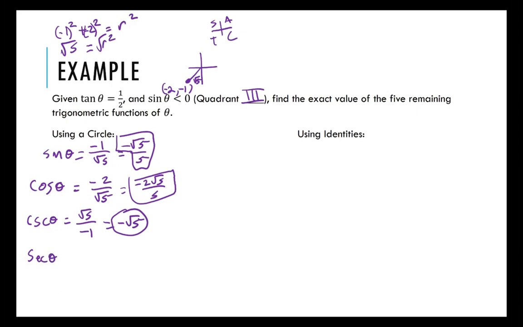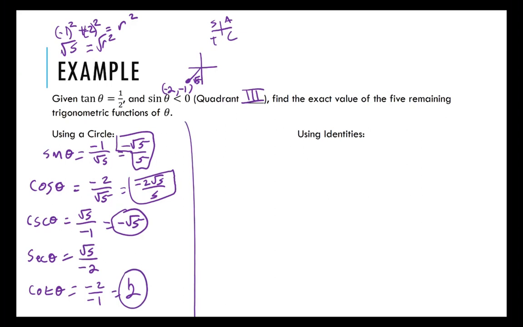Secant is then going to be the radius over x, so that's root 5 divided by negative 2. Then cotangent is x over y, or negative 2 over negative 1, which is positive 2. And then for trig identities, of course, we get cotangent for free. Cotangent of theta is equal to 2 over 1, or 2. We can also use the Pythagorean identity that has tangent in it.